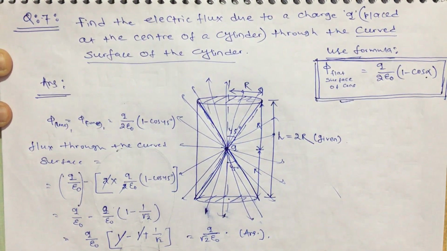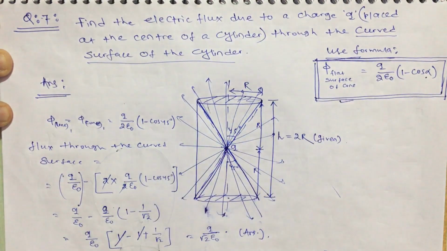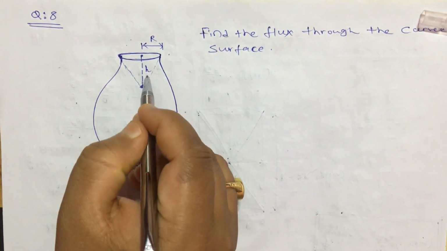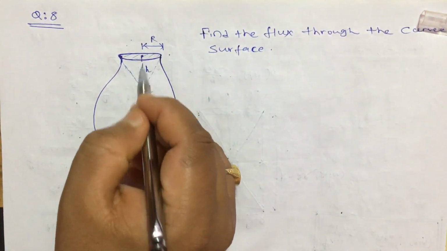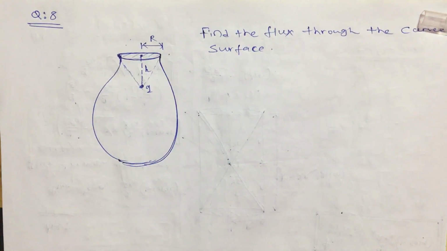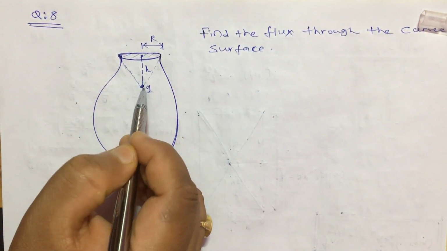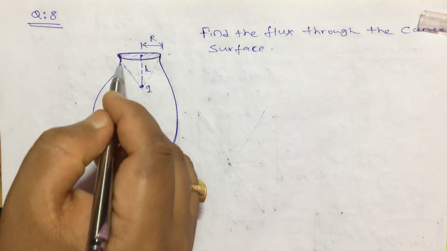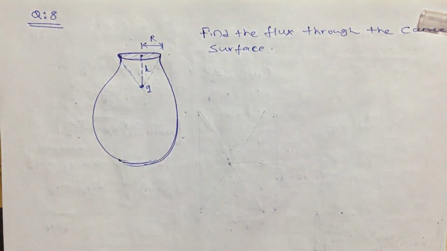Now let us see another example of application of the same formula. This is the next question. A diagram is given and you have to find the flux through the spherical surface. Here the charge Q is kept at a depth of h from this flat surface. Here I have made this cone, but in the exam this cone will not be made from the initial state. You have to imagine that you can make a cone here. Once you see the cone, the answer is very easy to understand.